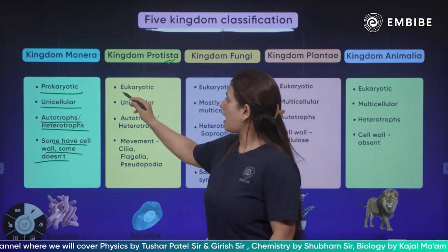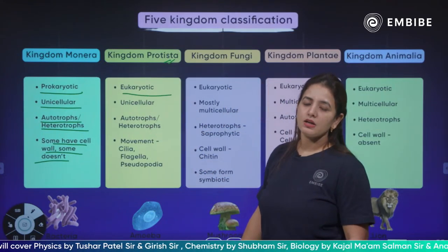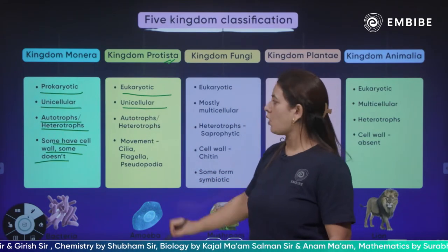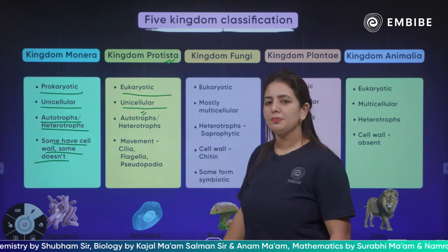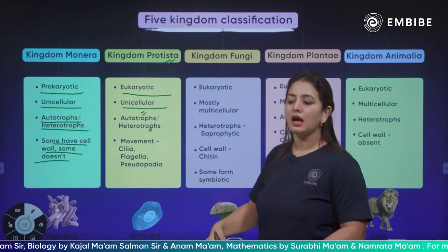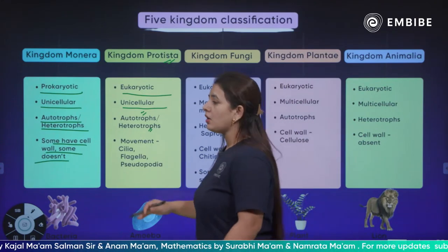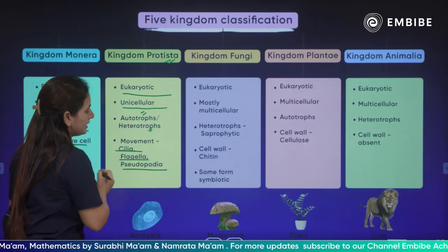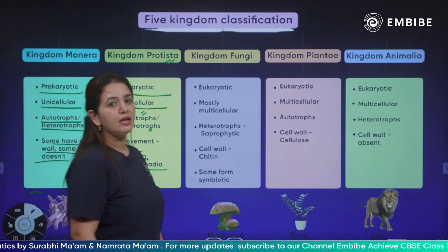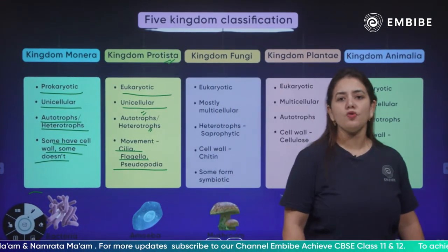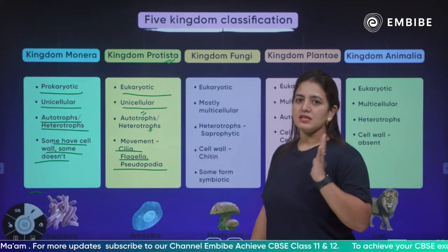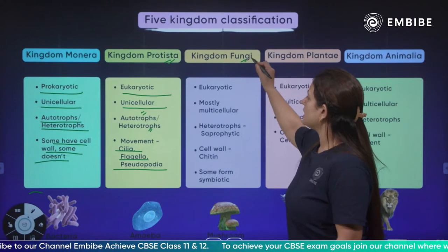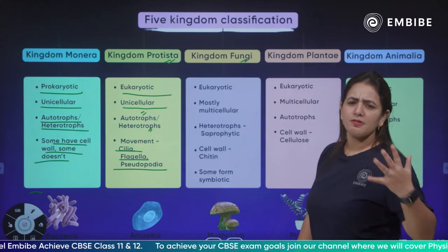Next, again, they are eukaryotic organisms. They have a unicellular body. They could be autotrophs, creating their own food, and they could be heterotrophs, dependent on other organisms. The movement of the protista is through the cilia, flagella and pseudopodia. These are the organs responsible for the movement in the protista: cilia, flagella, pseudopodia.